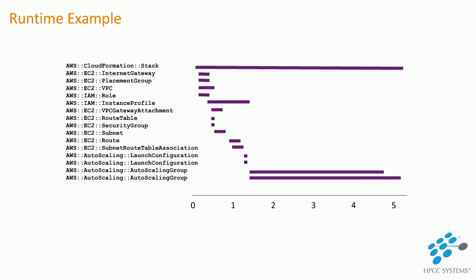It takes about 5 minutes to create this entire cluster. And at the end, the last 2 things we created are the auto-scaling groups. So we created 2 auto-scaling groups. One is for the master, and one is for the 4 slave nodes. And it takes a little bit longer to install 4 slave nodes than it does to do one master node.